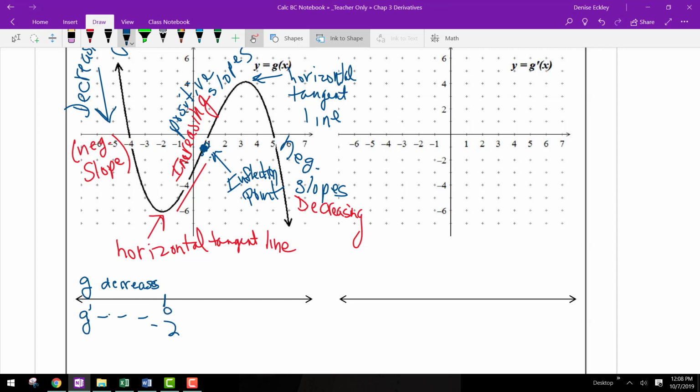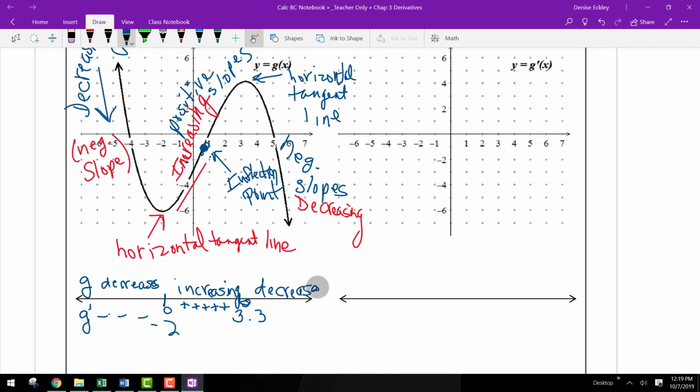And then we're going to be increasing till we get about 3.3. That looks about good. And we're increasing through here. If that's the case, then our slope curve has got to be positive numbers. And then we have another 0 here. So after that, the function decreases. So we're going to have negative slope again.